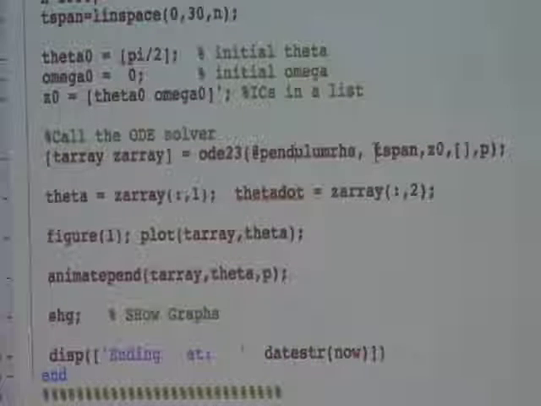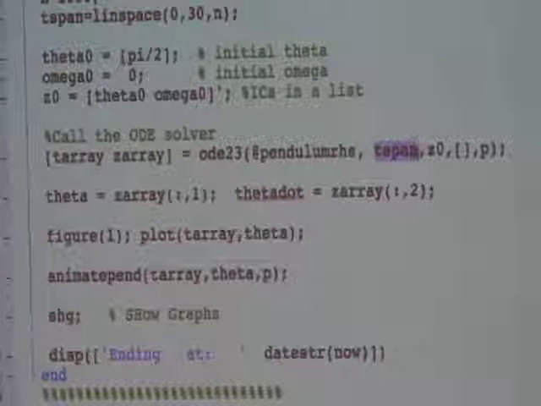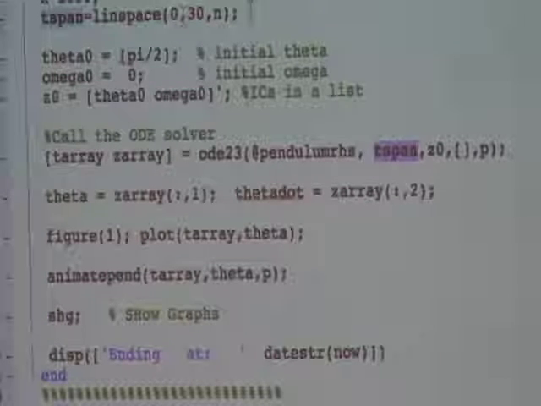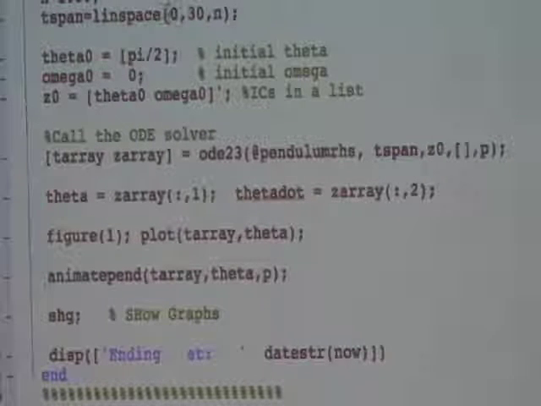Now, you can pass into ODE23 two numbers for T-span, but a better thing to do is to pass in all the times when you want to know the output.